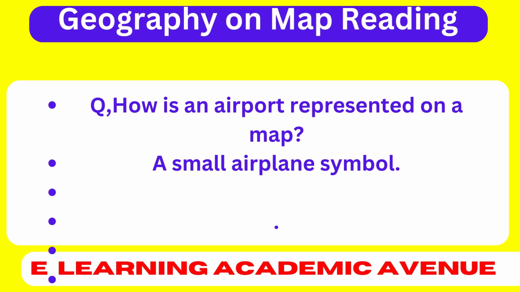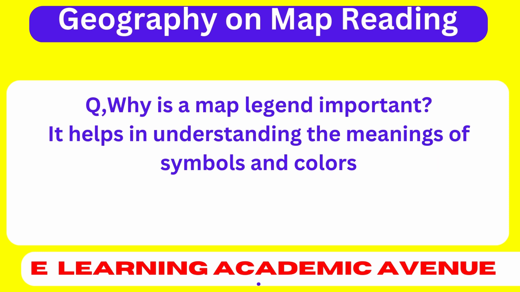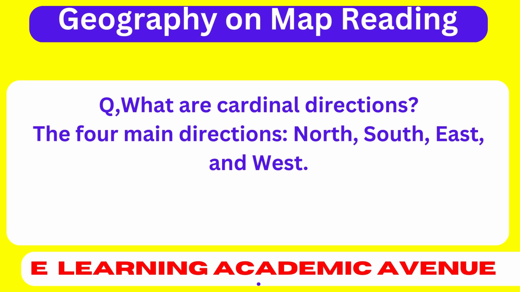Question 59. What do dotted lines on a map usually indicate? They indicate boundaries or footpaths. Question 60. Why is a map legend important? It helps in understanding the meanings of symbols and colors, grid systems, and directions on maps.